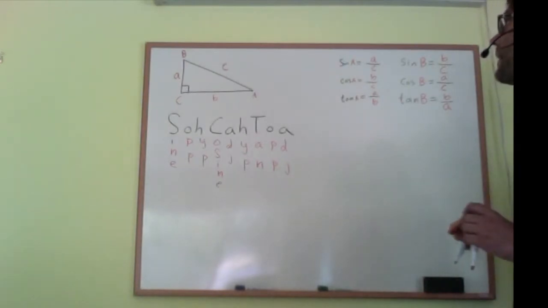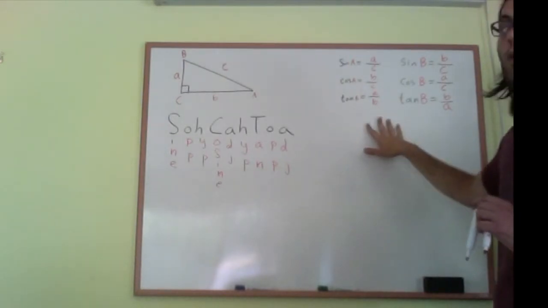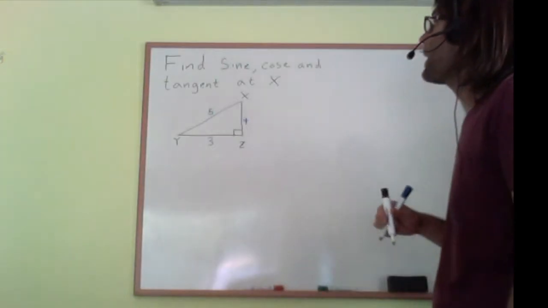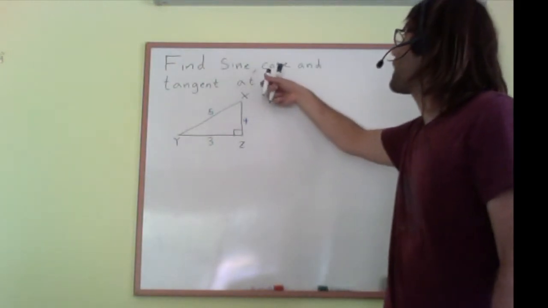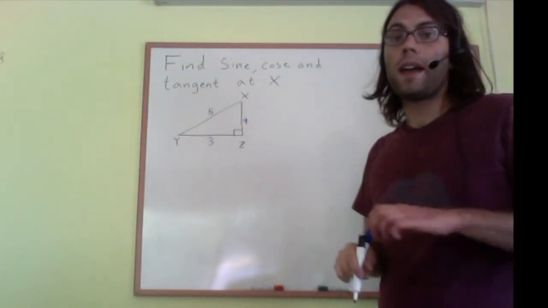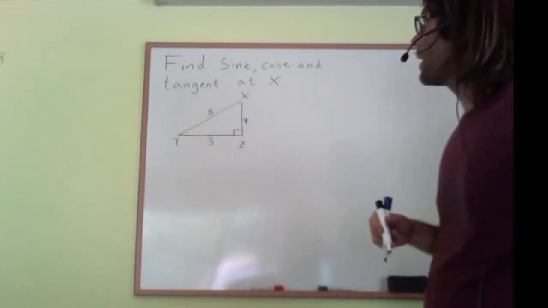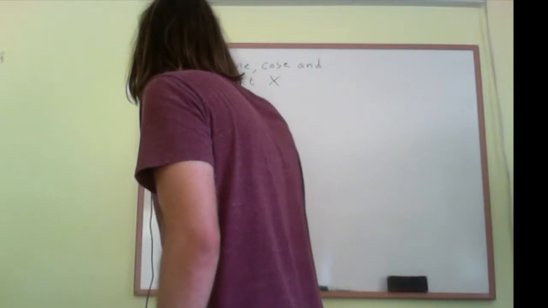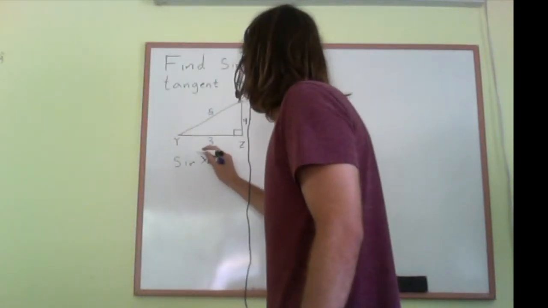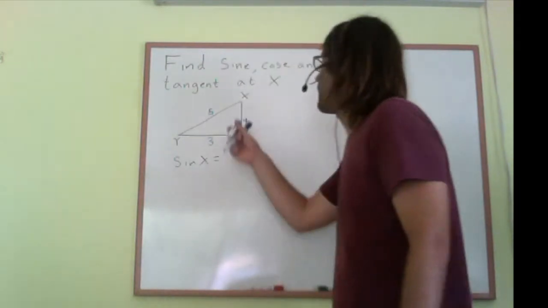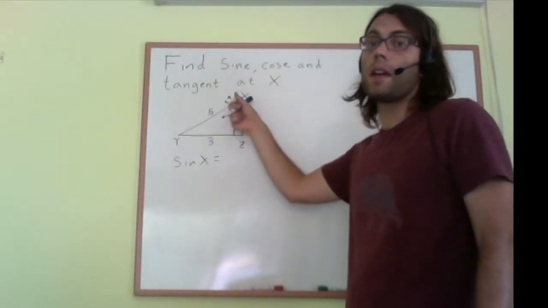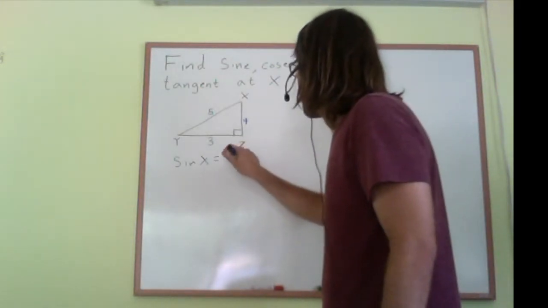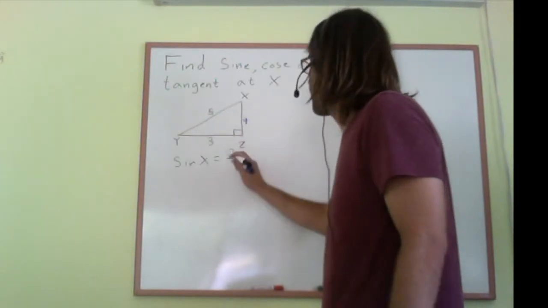Okay, so that is the ratios. Let's try an example. So our problem here is find sine, cosine, and tangent evaluated at x. So from what we know before, sine of x is going to equal the side opposite x, which in this case is 3, over the hypotenuse, which is 5.